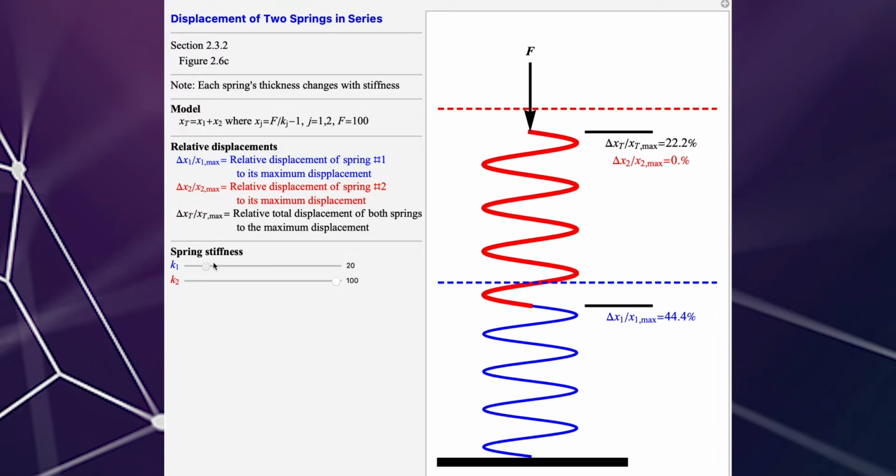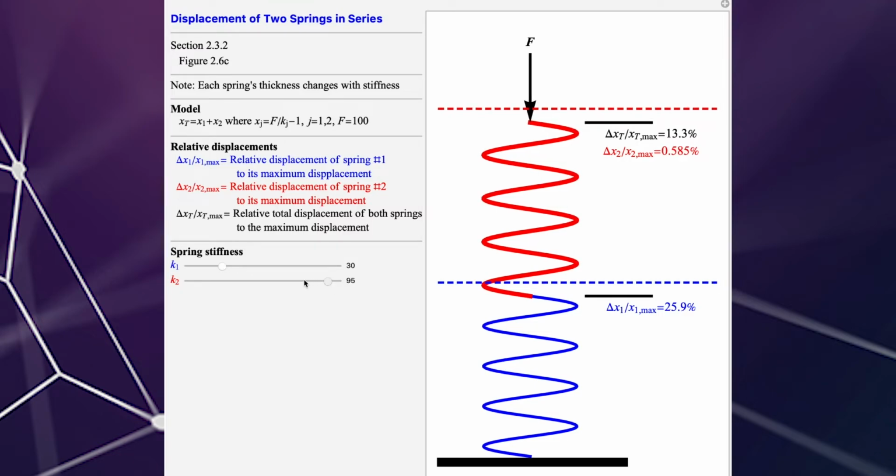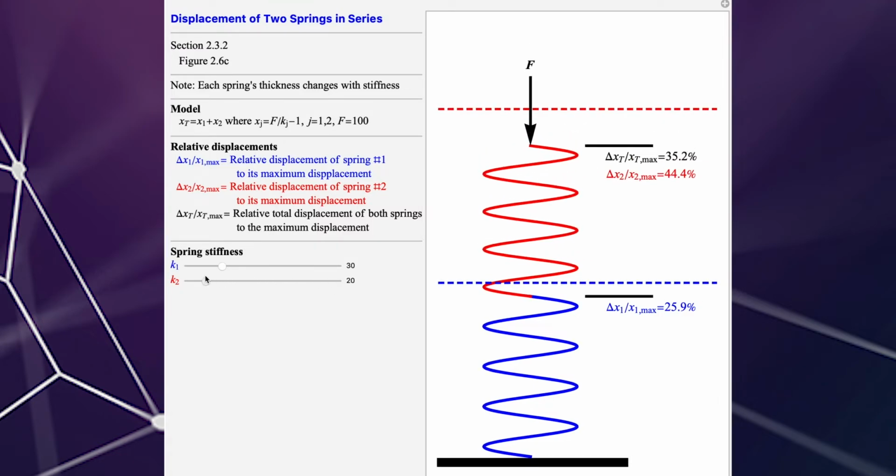The displacement of each spring is independent of the displacement of the other spring. However, the total displacement of the spring combination is the sum of the displacements of the individual springs.